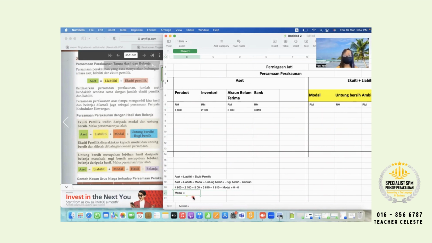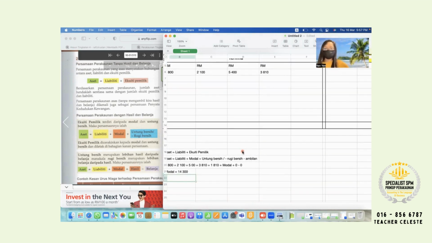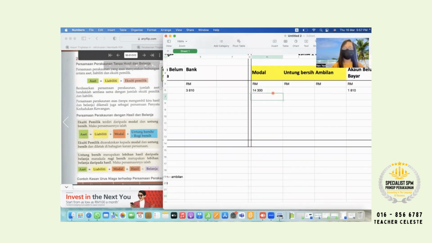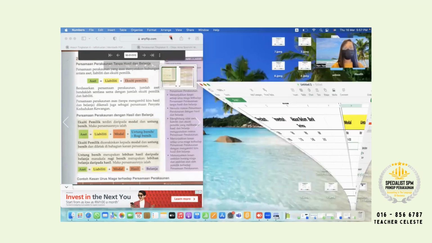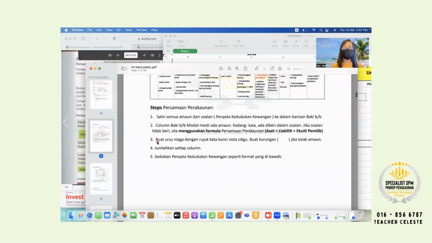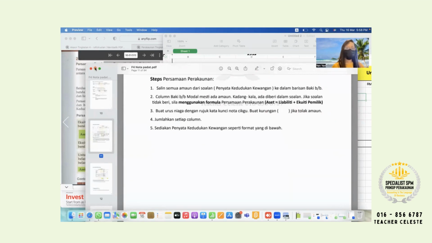So can give me your answer. Modal equals to, my online student, is that equals to 14300? Online student? Is that equals to 14300? Fair or not? Offline? Yes or no? Oh, okay. Okay, so then write down here 14300. All clear? Okay. So you see, here teacher already explained to you. For modal you must have the amount. Okay, then buat urus niaga dengan rujuk kata kunci nota cukup, buat kurungan jika tolak. Okay, so amount. Okay, then come back to the soalan here.